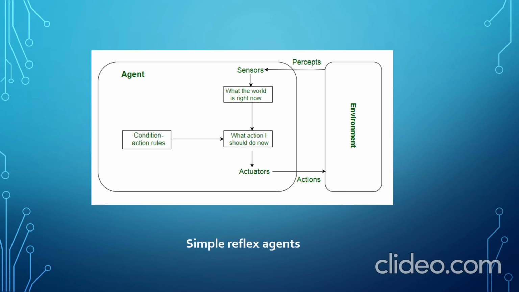At the current percept, the simple reflex agent gets the information from the environment through the sensors, like what the world is right now and what the current condition is. As earlier said, all the agents are pre-programmed. The simple reflex agent comes to know according to which condition which action has to be performed. According to that, the simple reflex agent performs the action on the environment through actuators. This is how a simple reflex agent works.